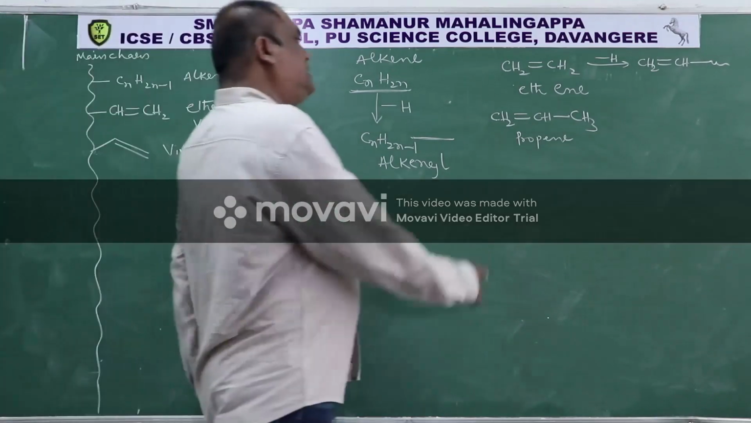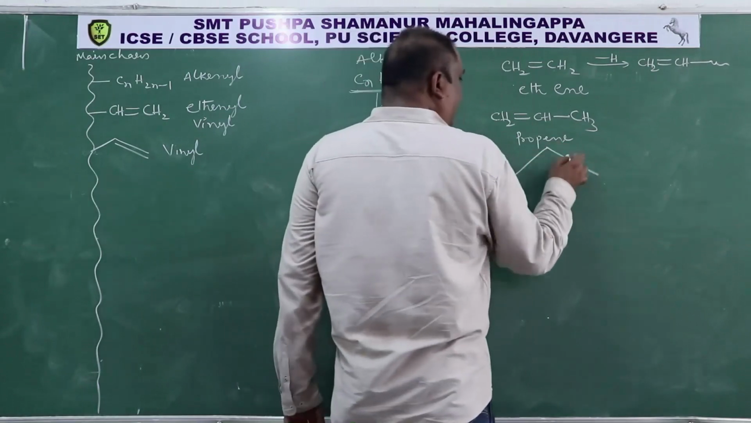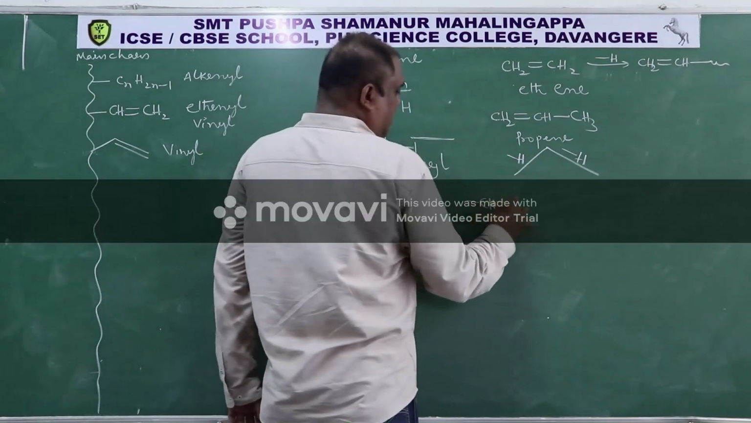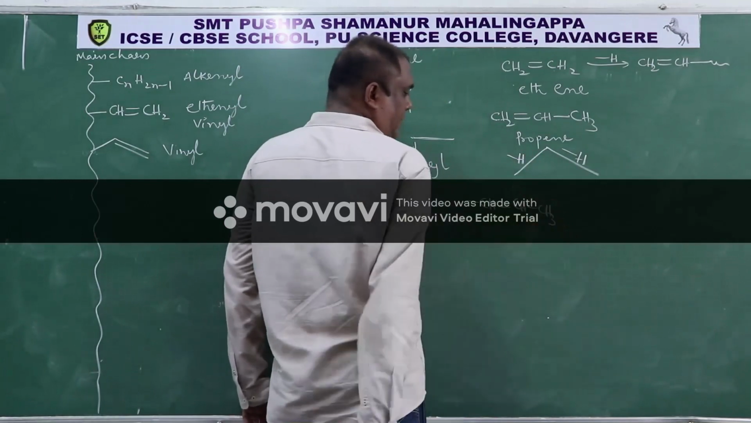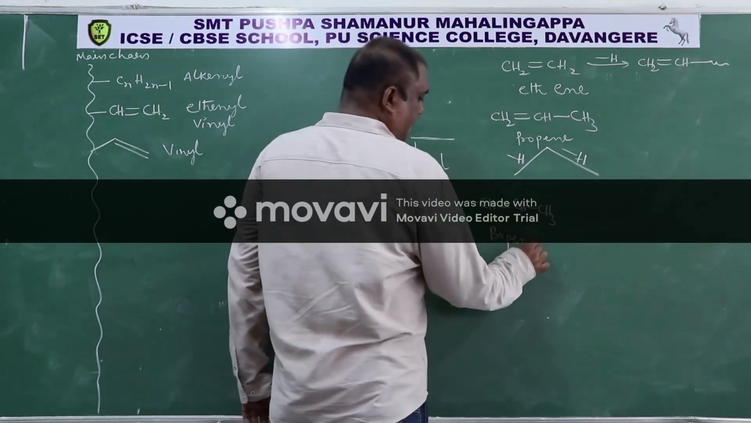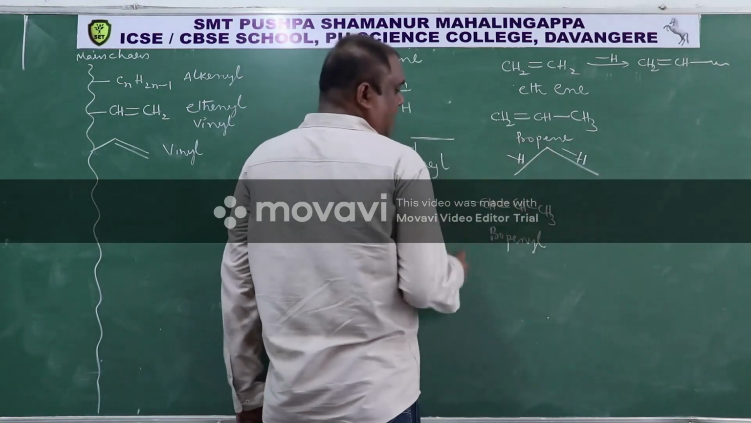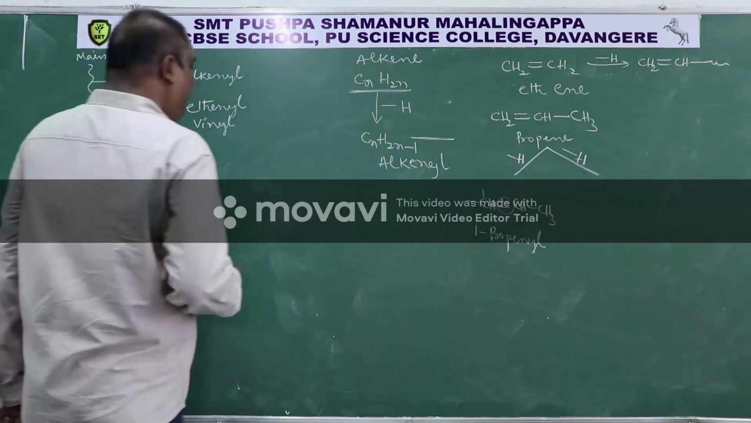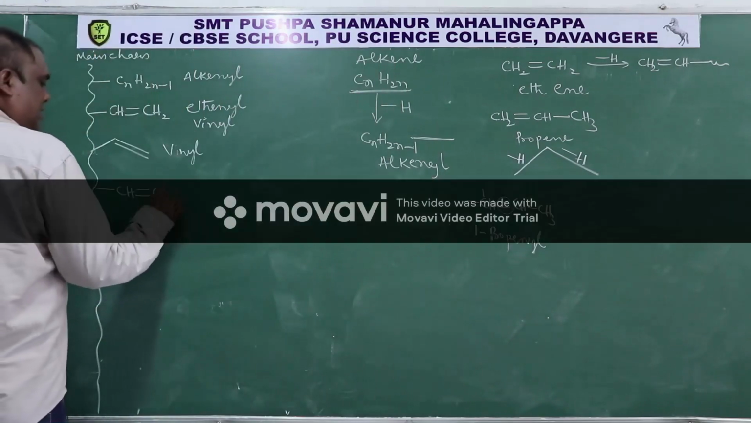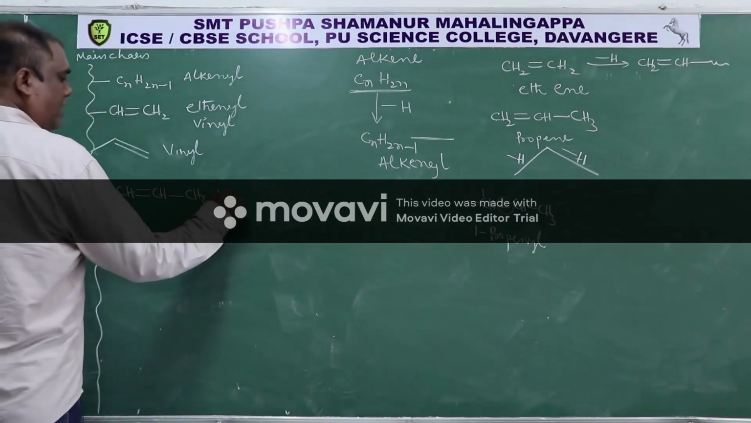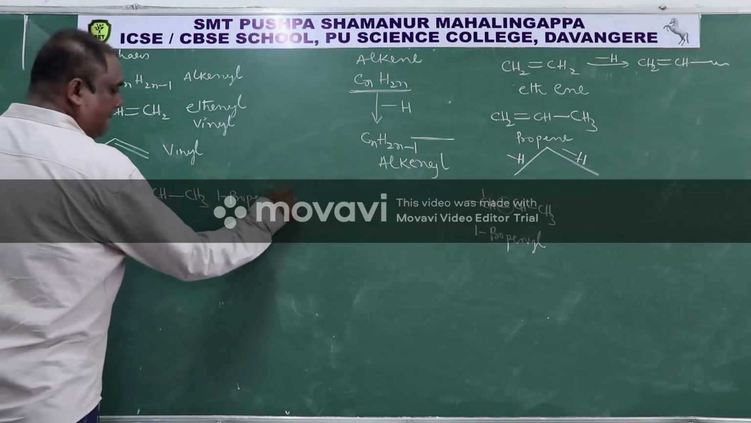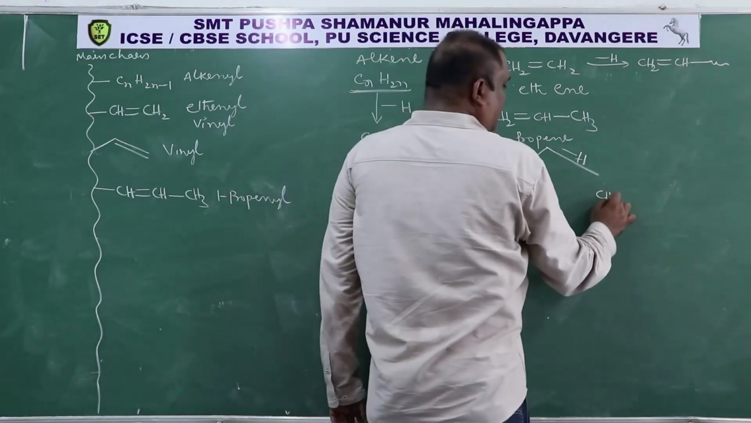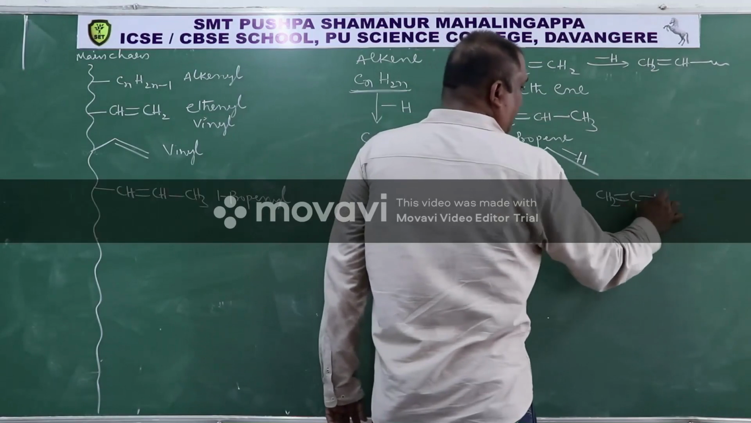Then this is propene. From propene you can remove hydrogen in 2 ways. I remove hydrogen here, then it will become CH double bond CH CH3. So this is propenyl. Propene minus hydrogen is propenyl. But in this propenyl, the double bond is at carbon 1, therefore it is called 1-propenyl. So if I write this here, CH double bond CH CH3, the name of this is 1-propenyl.